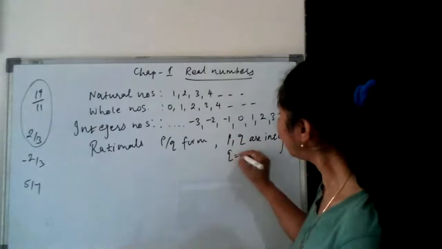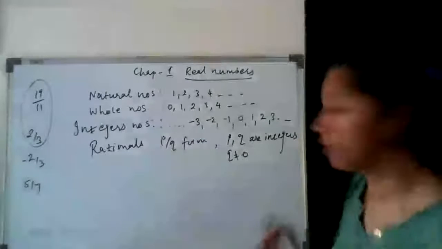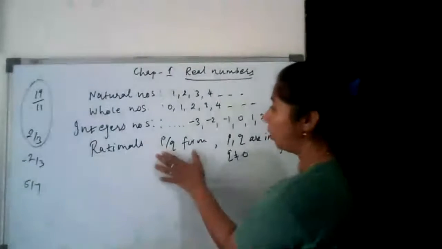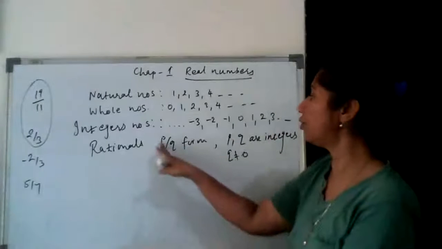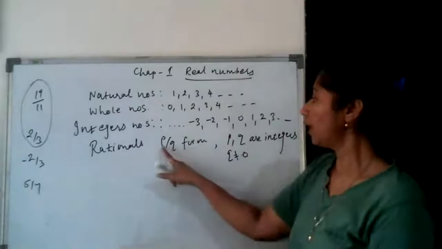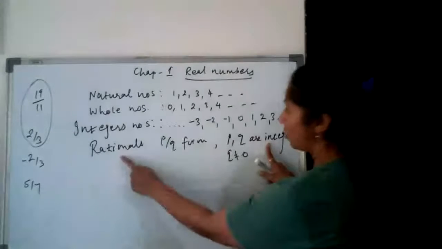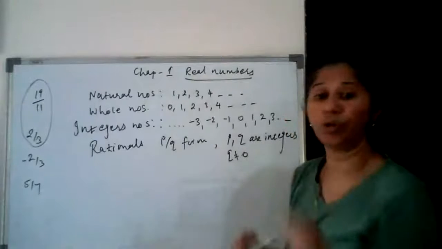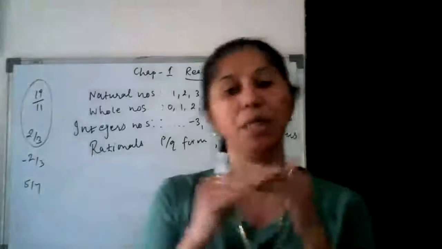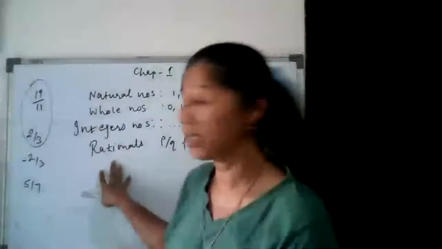And what is the condition for q? q should not be equal to 0. I hope it's clear to you that it is of the form p by q. Any number which you can write as p by q using integers is a rational number, but the condition is that q cannot be 0, that is, the denominator cannot be 0. That is the condition, and we call these rational numbers.